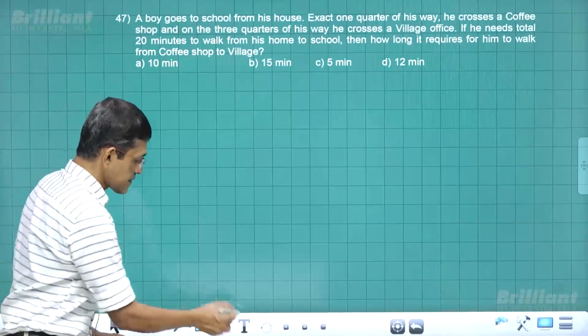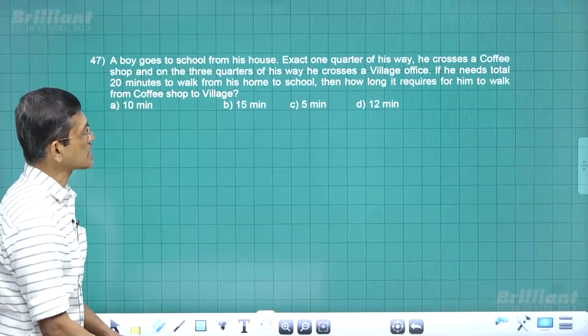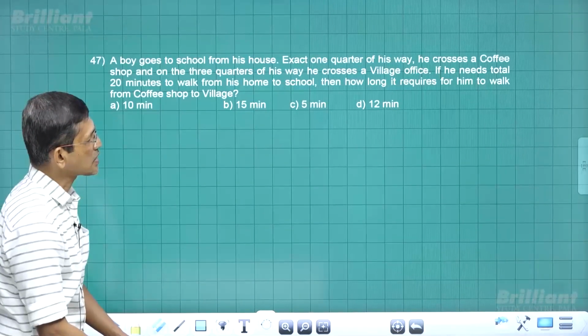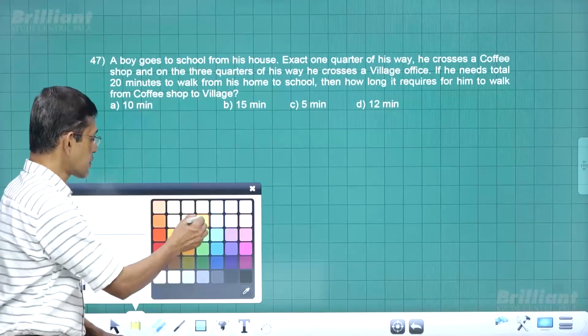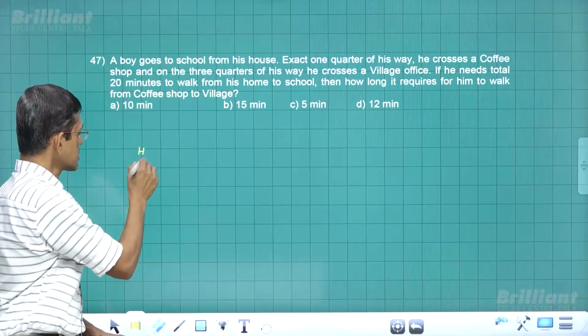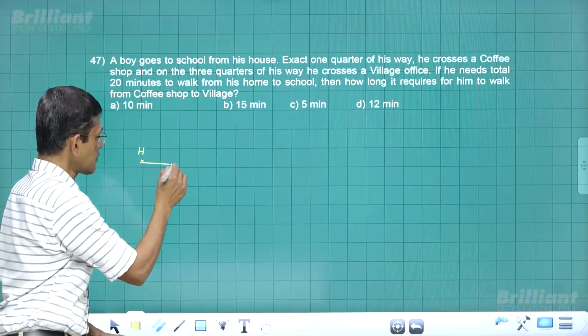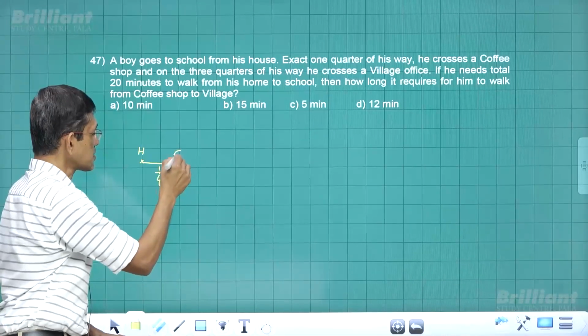Now 47, a boy goes to school from his house. Exactly one quarter of his way, he crosses a coffee shop. One quarter of his way, so one fourth of his way. So this is his house, it starts from here. And one fourth of his way, he crosses a coffee shop. So this is a coffee shop.